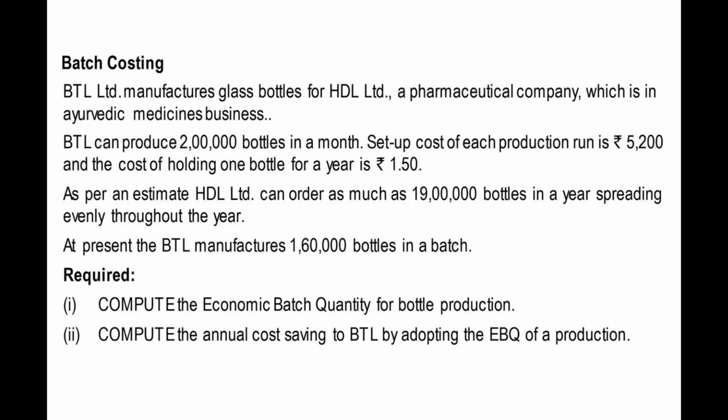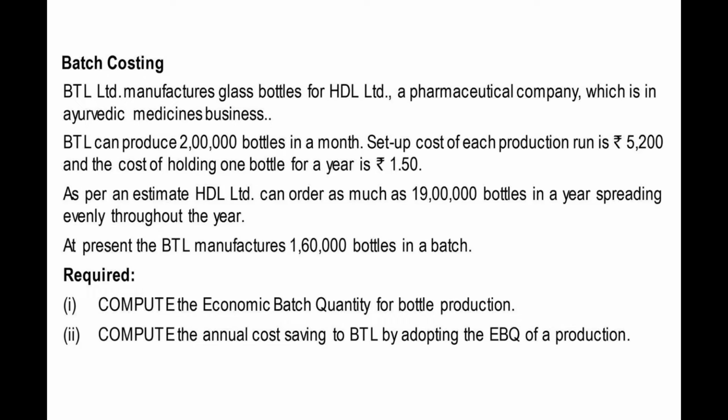The company is already following a batch size of 1,60,000. Now we are going to work out the economic batch quantity for this company. Then we should compare the economic batch quantity with the earlier batch size of 1,60,000 bottles. Then we should come to a conclusion whether it is a saving to the company or not. That is the concept.